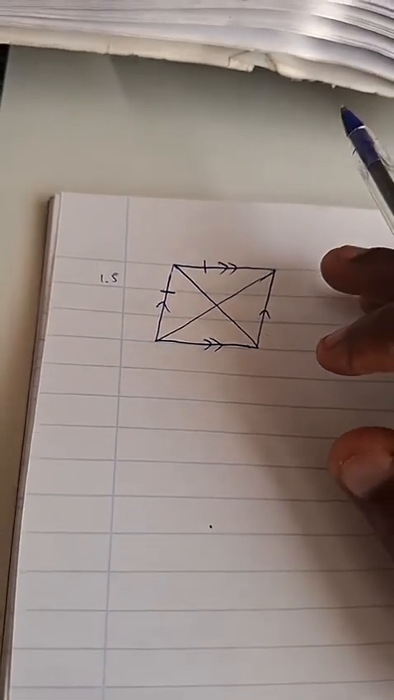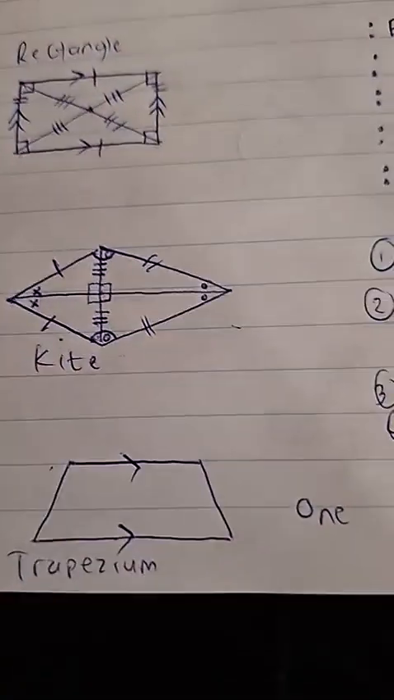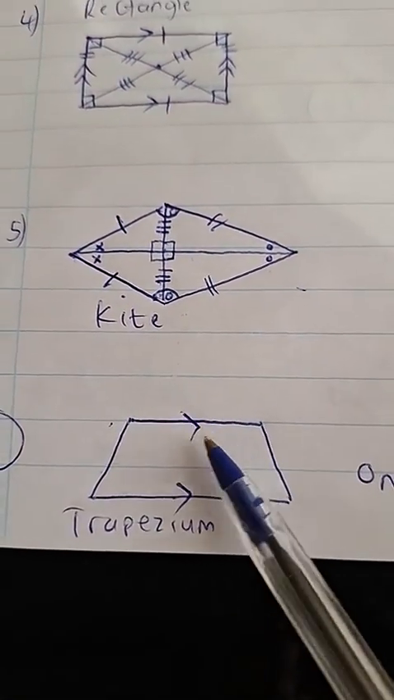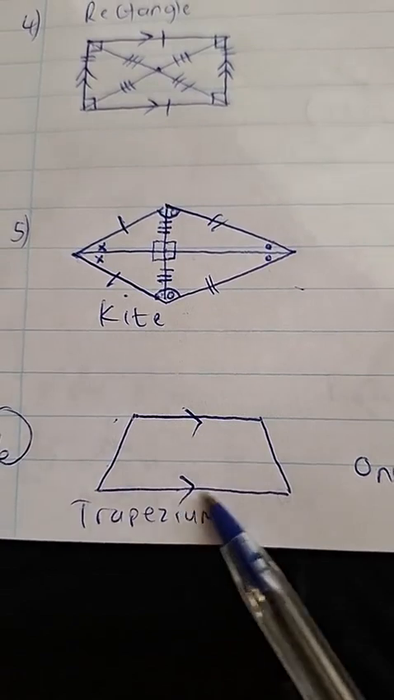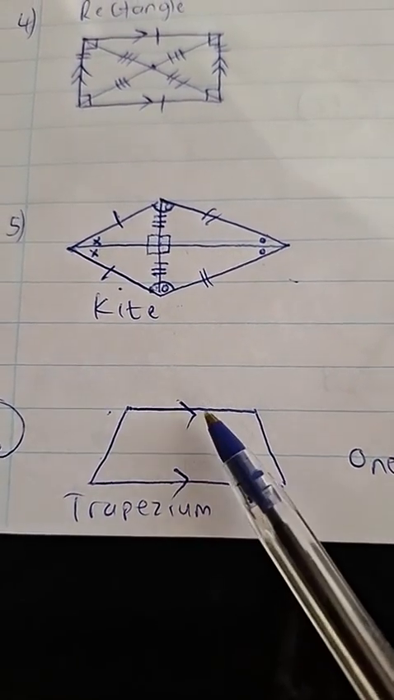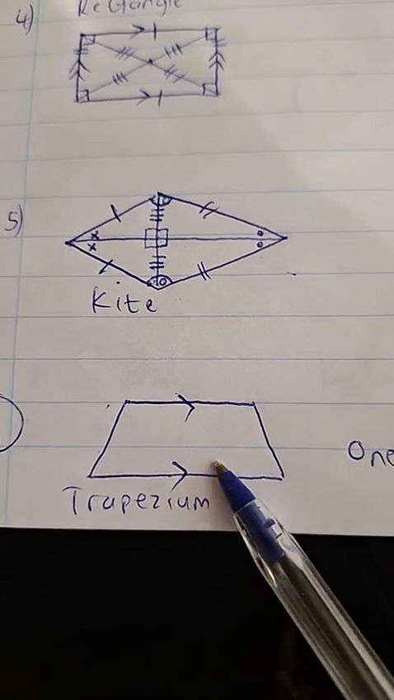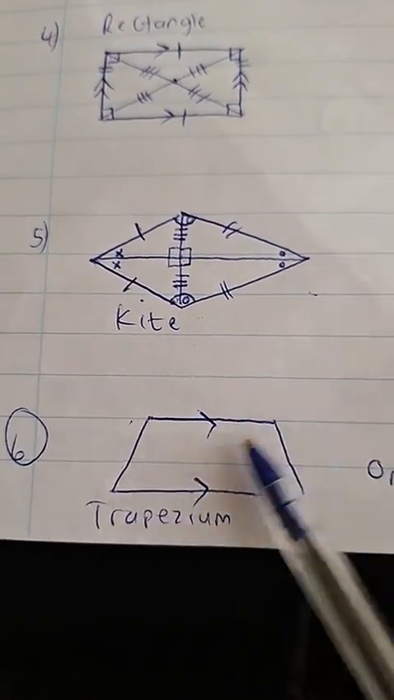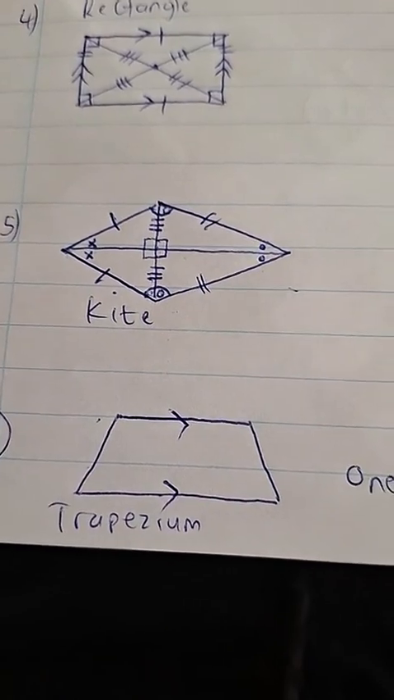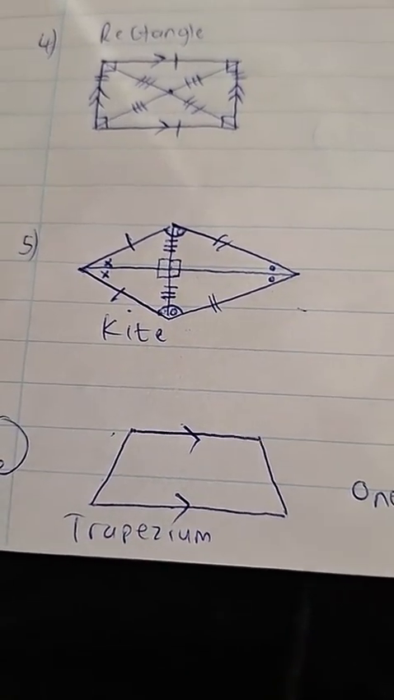That's why, for instance, with a trapezium, sometimes learners think parallel means equal. This line is parallel to that one, but that does not mean or imply that this side is equal to that. It just means that these lines never meet.